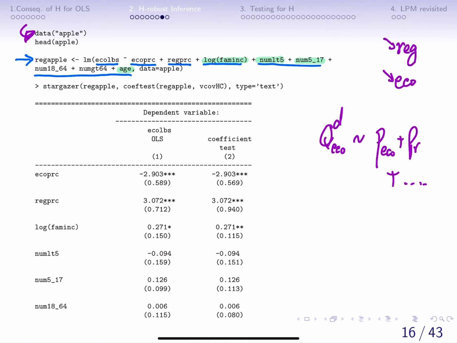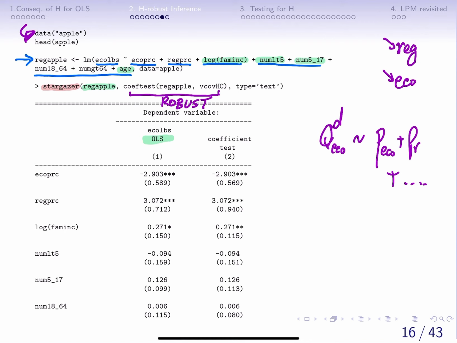And so we're doing exactly what we did in the previous video. We're basically going to use Stargazer to construct two columns. One column is going to be about the regular OLS output, and the other is going to be about the robust inference on our regression.